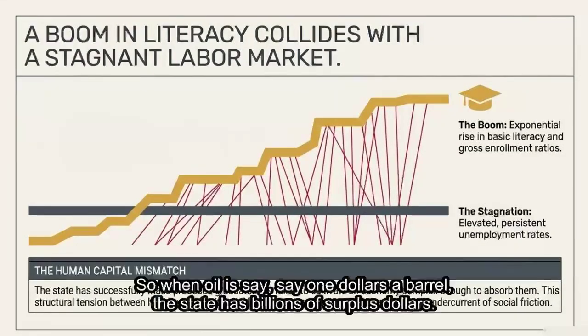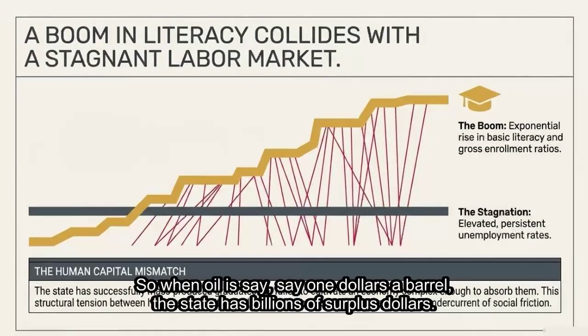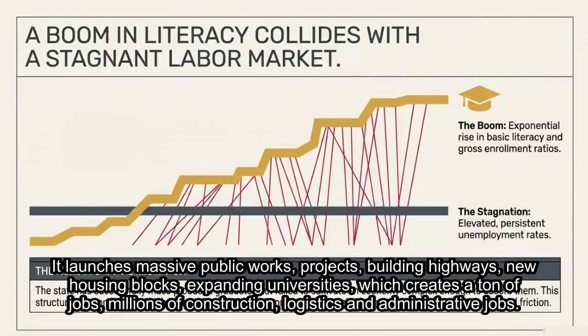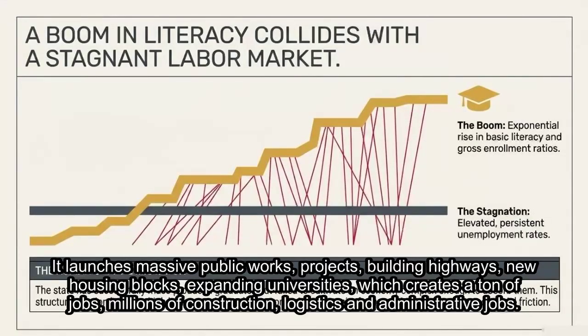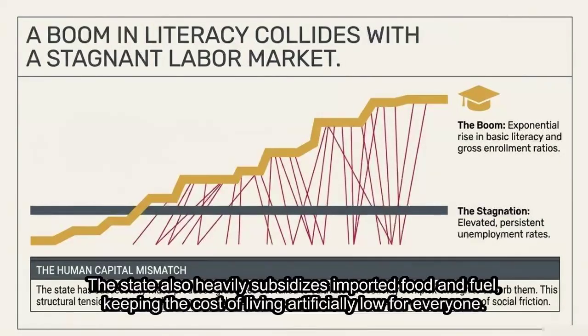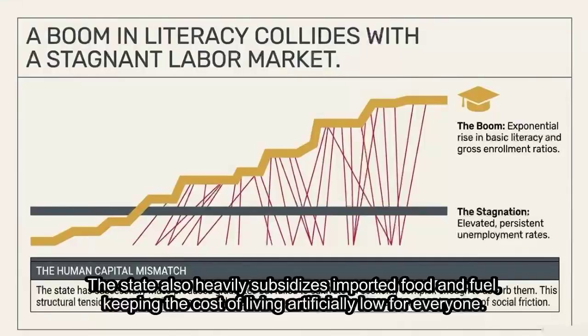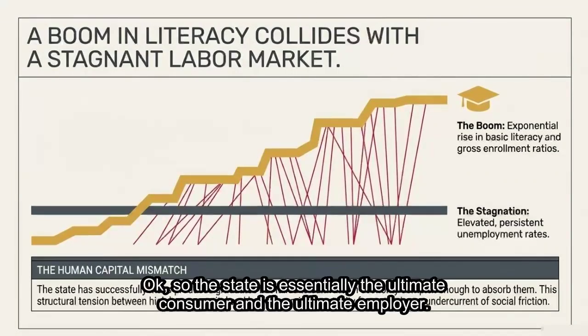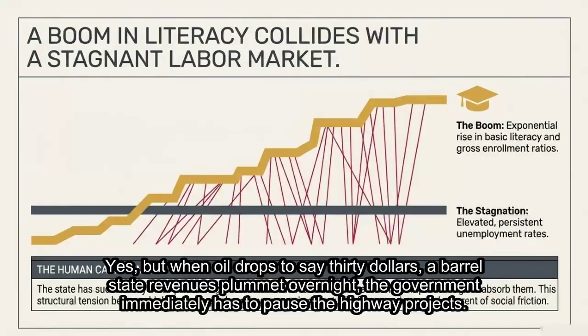Oh, okay. So when oil is at, say, $100 a barrel, the state has billions of surplus dollars. It launches massive public works projects, building highways, new housing blocks, expanding universities. Which creates a ton of jobs. Millions of construction, logistics, and administrative jobs. The state also heavily subsidizes imported food and fuel, keeping the cost of living artificially low for everyone. Okay, so the state is essentially the ultimate consumer and the ultimate employer.